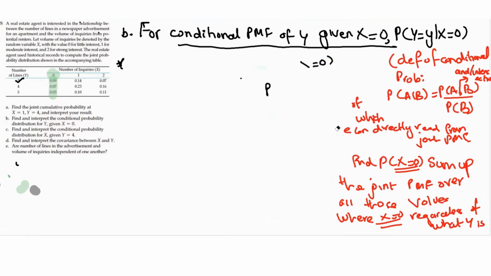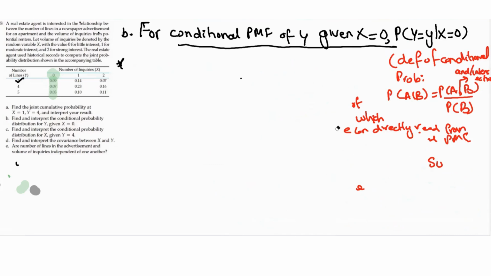We'll do it now for the other values of y. Right, you need to do it for all values of y. So we've done it for 3. Now let's do it for 4.